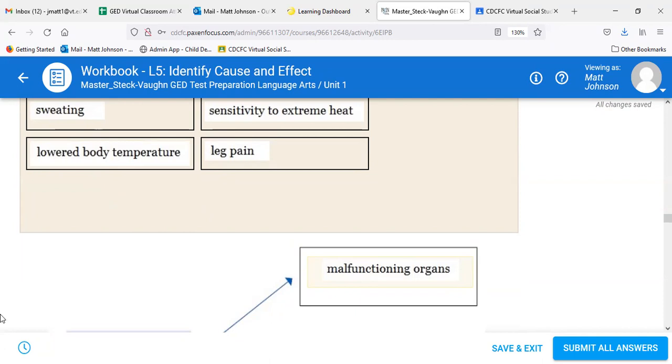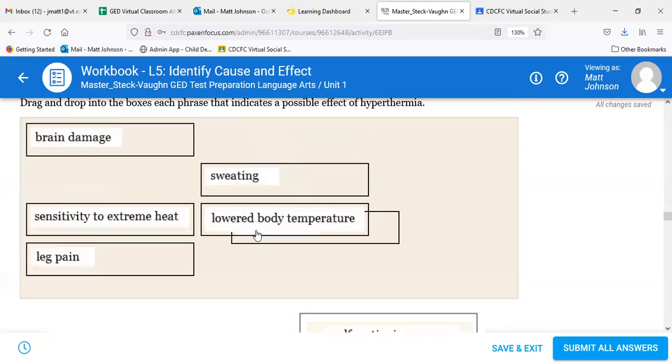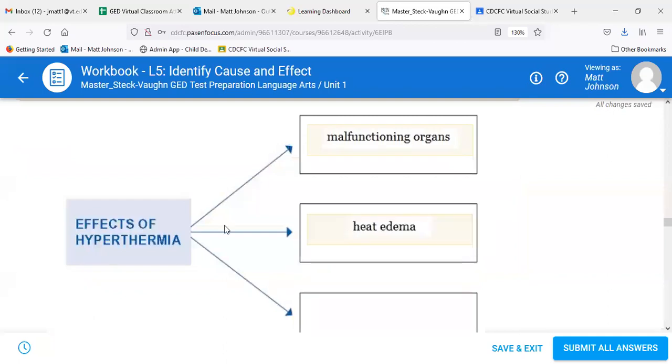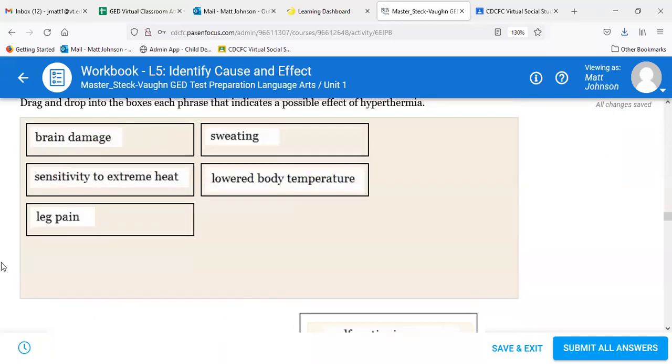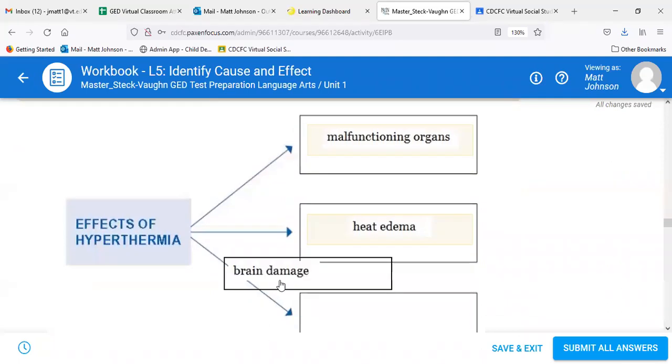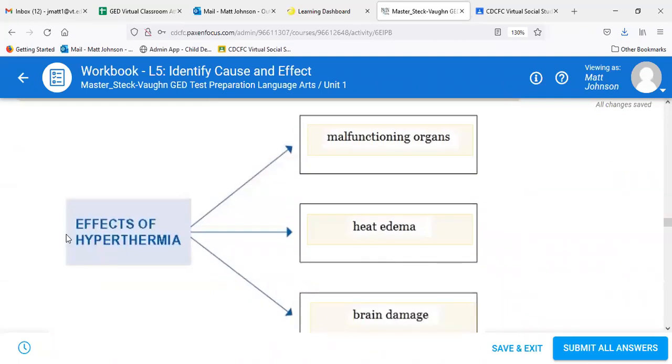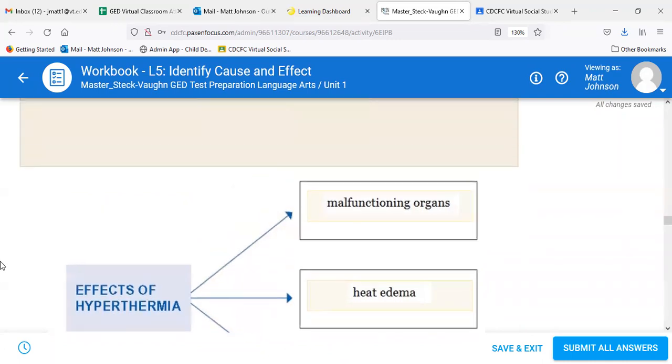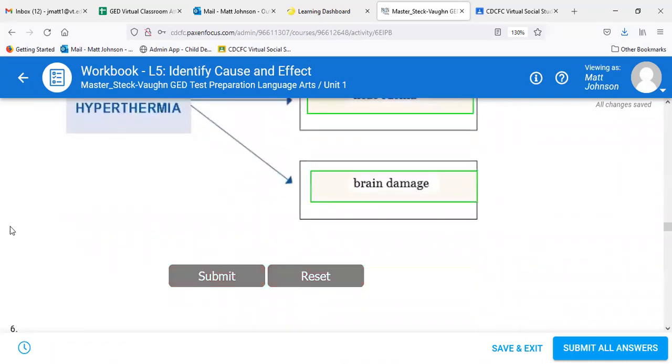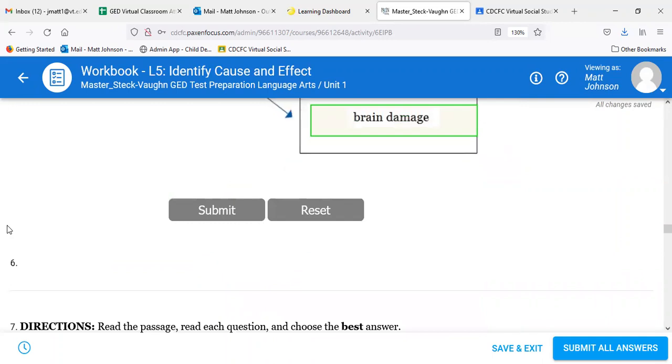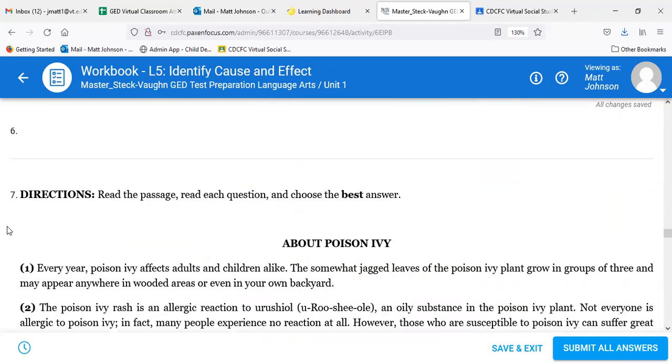Heat edema. Heat edema, yeah. And we got one more. Brain damage. Brain damage. There you go. There's the three: malfunctioning organs, heat edema, and brain damage. There we go.